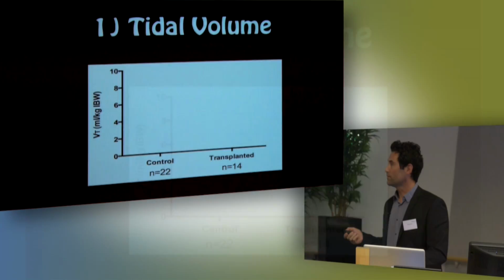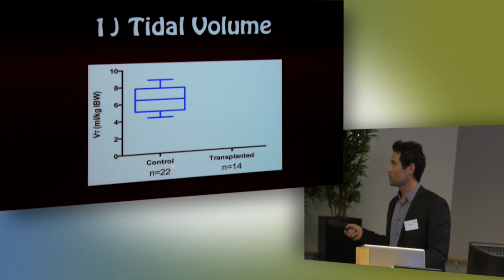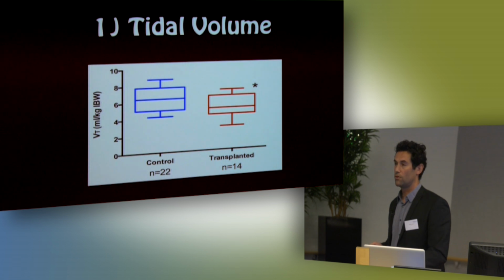So what we found first is the tidal volume. In the control group, it was exactly the same level as in the different studies about NAVA in non-transplanted patients. And in the transplanted group, we found a smaller tidal volume. So we could expect to have higher tidal volume, but that's not what we found. Tidal volume was a bit smaller than in the control group.